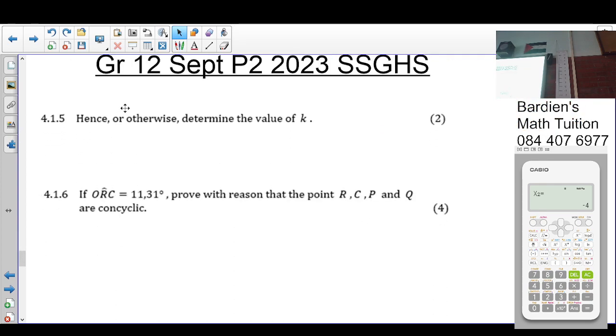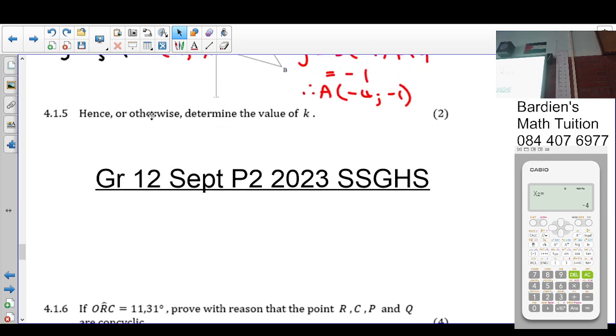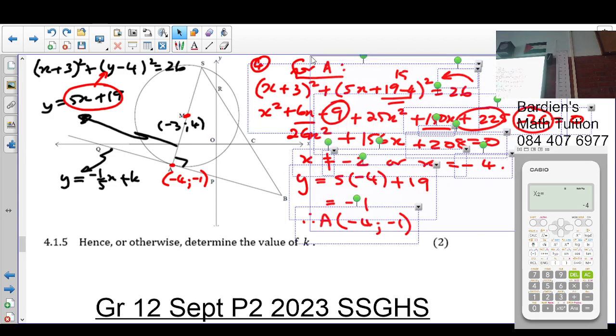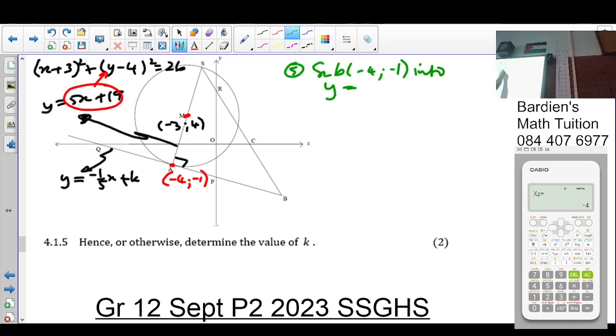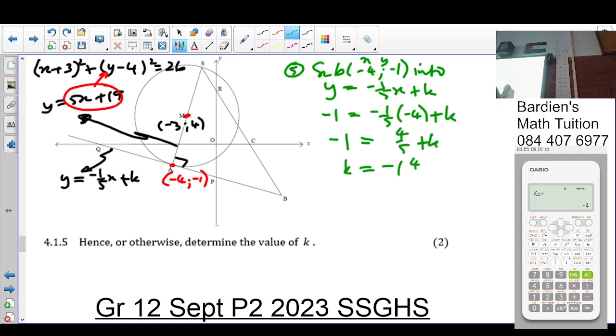Alright, let's look at the next question quickly. Hence, or otherwise, determine the value of k. As you can see here, we have a point that's lying on this line. So we're going to substitute negative 4 and negative 1 into the equation y = -1/5 x + k, being an x and a y. So negative 1 is equal to negative 1 over 5 times negative 4 plus k. So 4 over 5 plus k is equal to negative 1. k is negative 1 and 4 over 5, which is also negative 9 over 5.